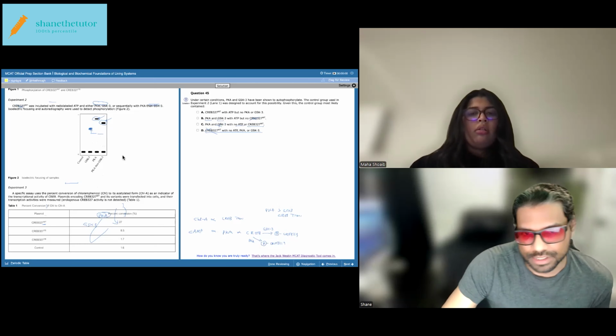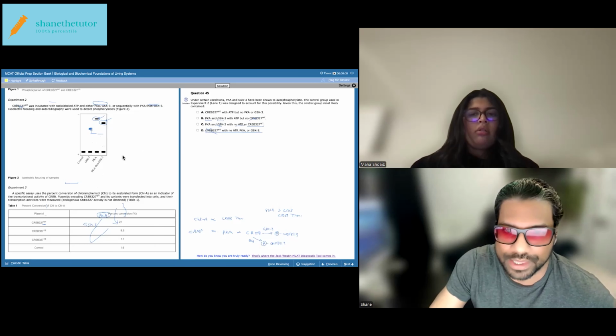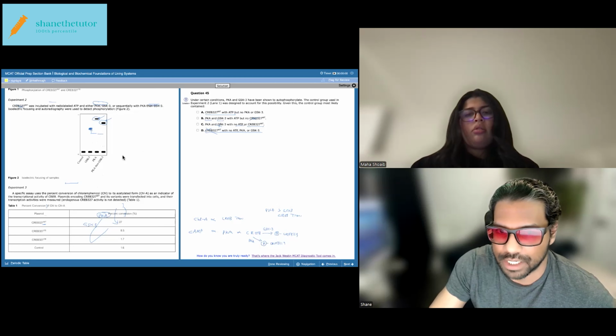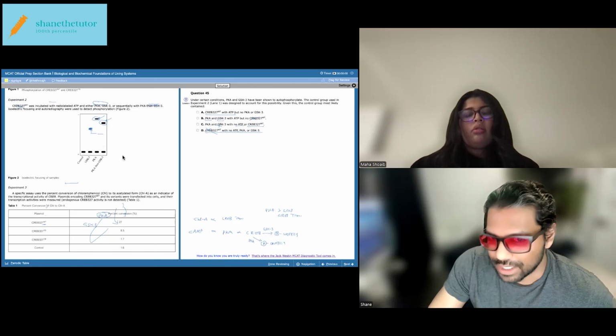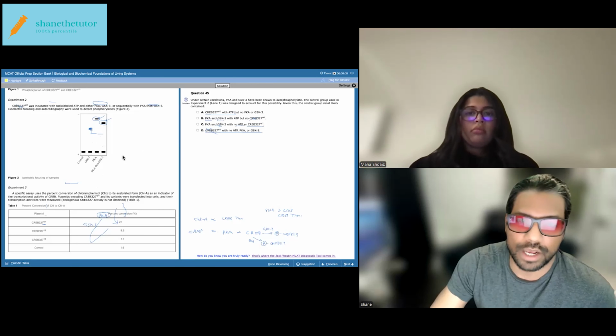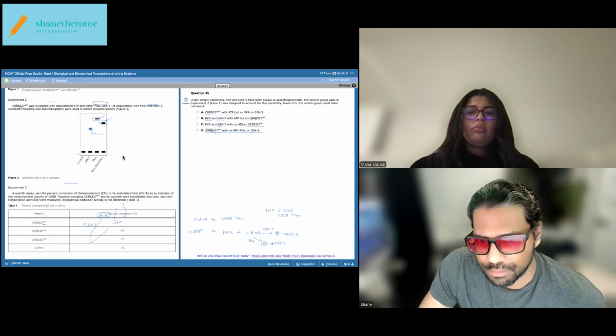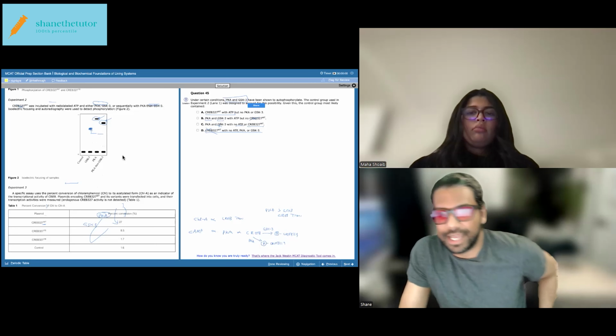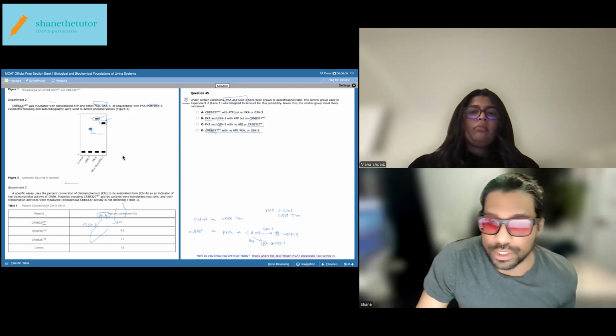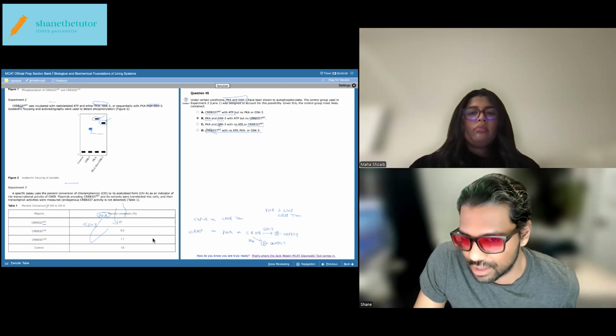And then A says Krebs with ATP but no PKA or GSK3. That's not going to really show us any bands because the ATP doesn't have anything to take its phosphate and give it to the Krebs. But also, if we're trying to see if PKA and GSK3 are phosphorylated, we definitely need PKA and GSK3, right?